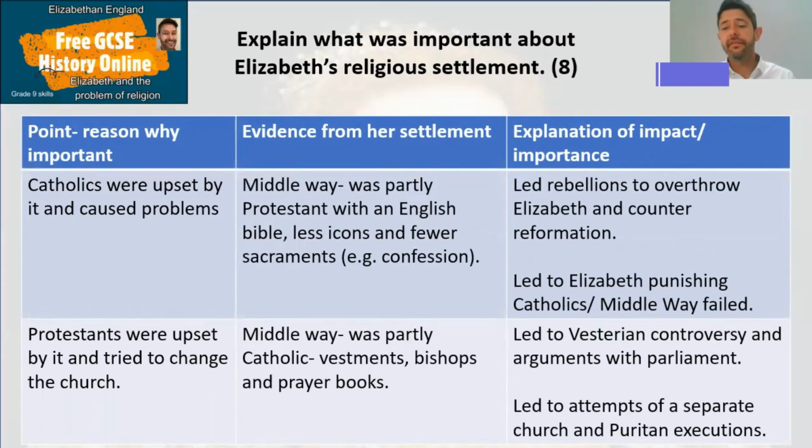Whereas for Protestants, it led to the Vestiarian controversy. We started to complain about vestments and there were arguments in Parliament about this. It led to attempts of a separate church and Puritan executions with the 1590s as well. So we've got a couple of ideas there to explain.